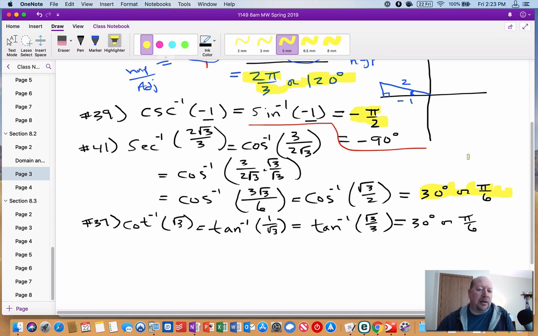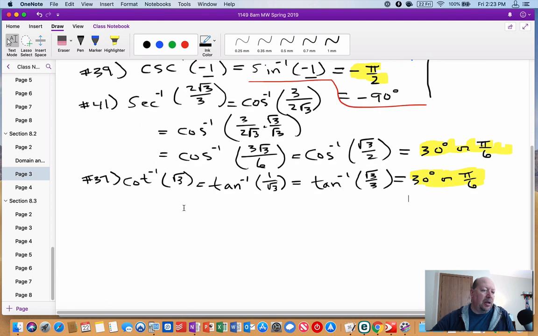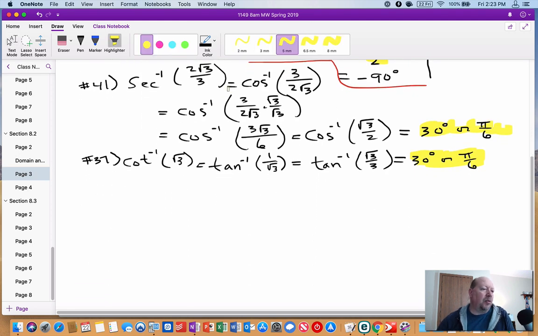All right, let me highlight that. All right, one more problem in here we're going to do is number 43. And this will illustrate why we have to be careful when we do the inverse cotangent, and when we switch it to inverse tangent.